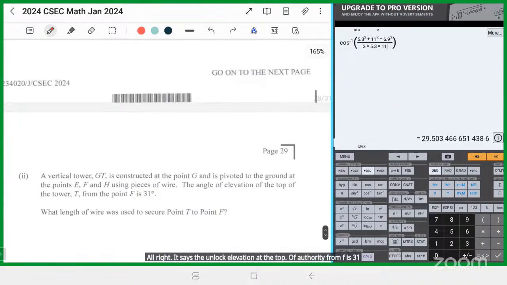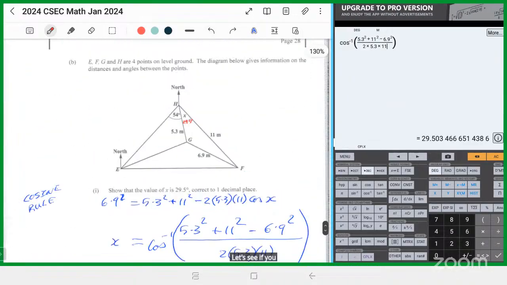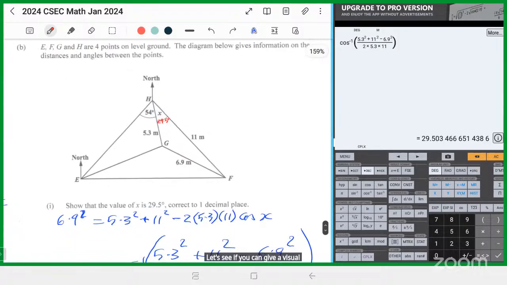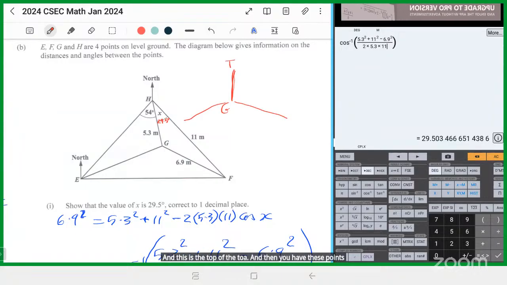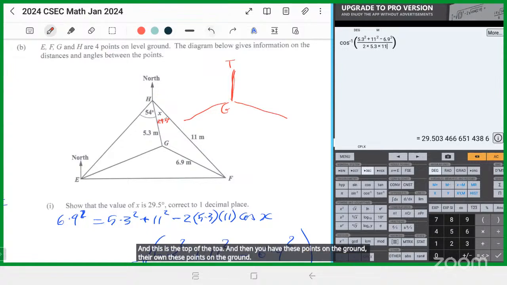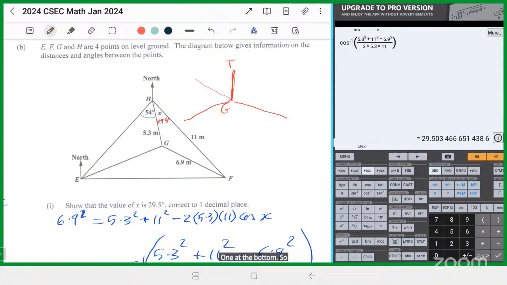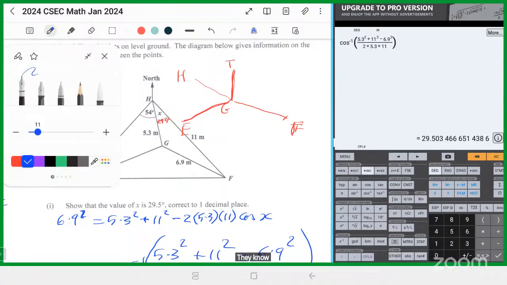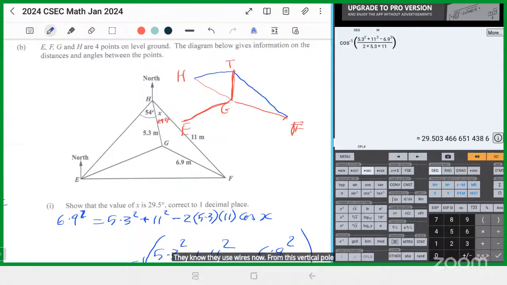All right. Let me see if we can give a visual of what they basically say. So it's basically like they put a vertical tower at G right here, right? And this is the top of the tower. And then you have these points on the ground around it, one at the back. So you have F out here, you have E up here, and you have H behind it. And then they use wires from this vertical pole down to these points.